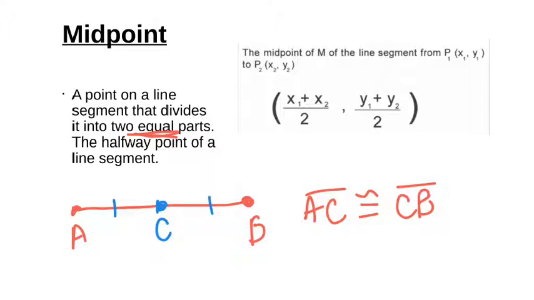There's also a formula. If you're given the coordinates for the endpoints, A and B, then you can calculate the midpoint using this formula. You would have points x1, y1, and x2, y2, and plug them in. You add the x's and divide by 2, that gives you the x coordinate of the midpoint. Add your y's, divide by 2, that gives you the y coordinate of the midpoint.